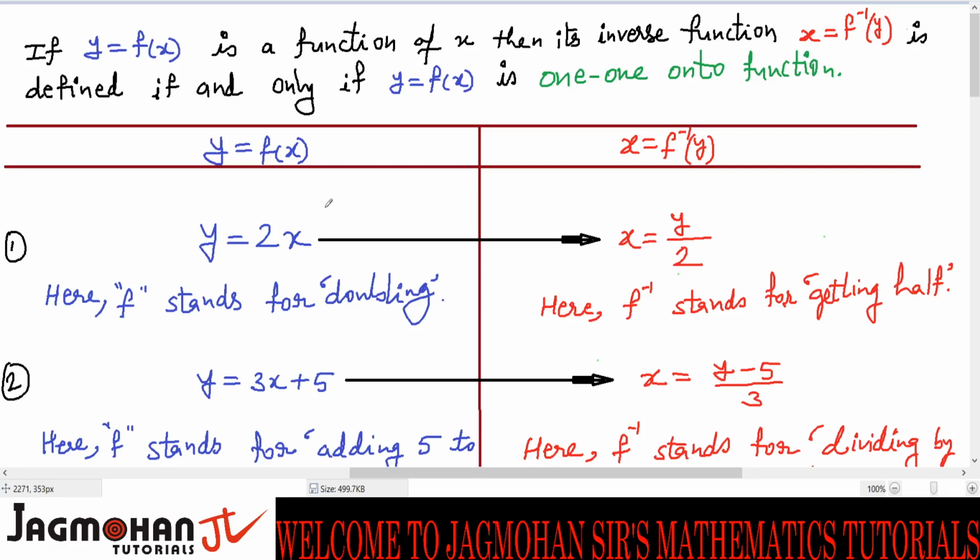In the last lecture I taught you the detailed concept about one-one onto function. We also saw one-one into function, and the requirement for learning one-one onto function was that if a given function is y equals f of x, then the inverse of this function will exist if and only if this function is a one-one onto function.